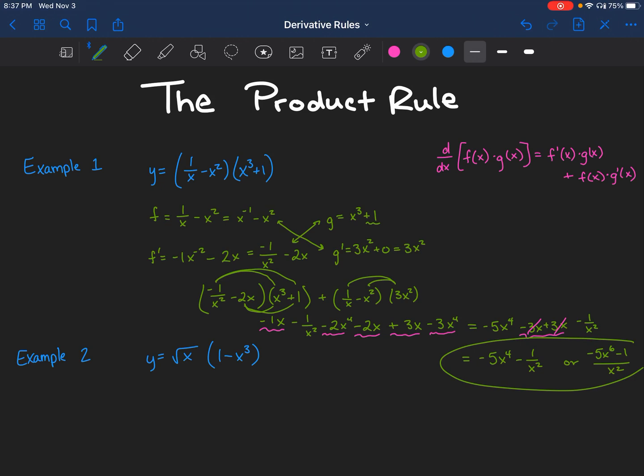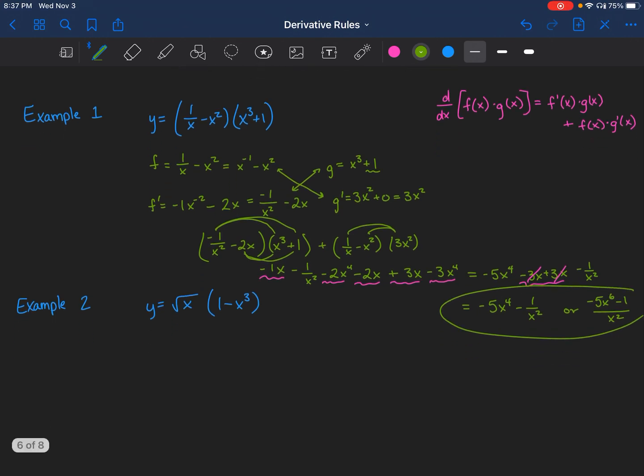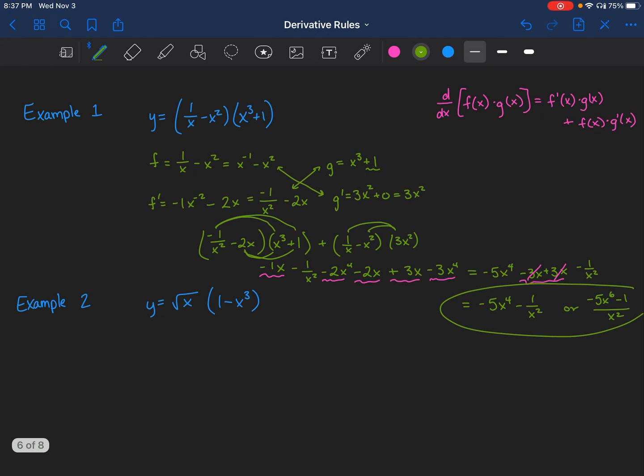All right, so there's the first one. Now I'm going to go ahead and start looking at the second one. Hopefully you're going to get a good feel for these product rule problems as I go. So again, identify what your first function is. In this case, I'm going to go with the square root of x, which is also x to the 1/2. The second function is that 1 minus x cubed. And so let's work on the derivative.